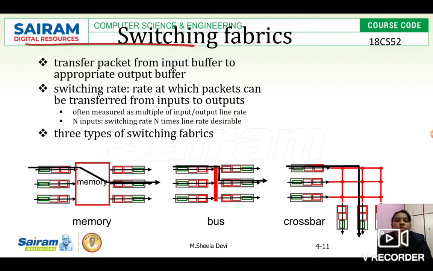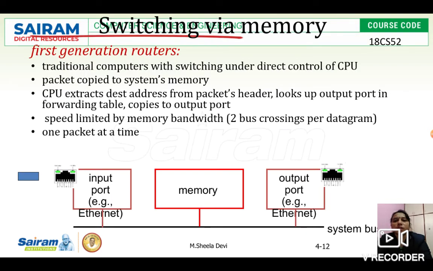There are three types of switching fabrics. One is memory based, then bus, and the crossbar. In the memory based one, this is via memory. First generation routers used this memory based one. Here what happens is, traditional computers with switching under direct control of the CPU.